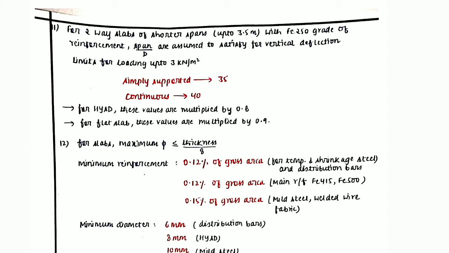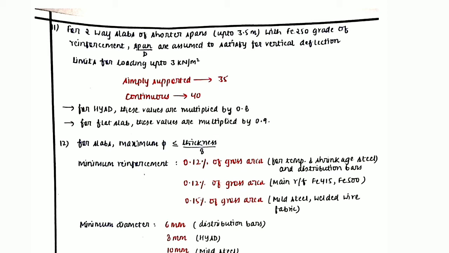Now if the steel is not Fe 250, if it is Fe 415 or Fe 500, then for that particular case this value 35 and 40 will be multiplied by a factor of 0.8. Suppose if the slab is a flat slab, then in that particular case this 35 and 40 will be multiplied by 0.9. Now suppose there is a flat slab and also HYSD steel is used, then you will have to multiply this 35 and 40 by both 0.8 and also by 0.9.